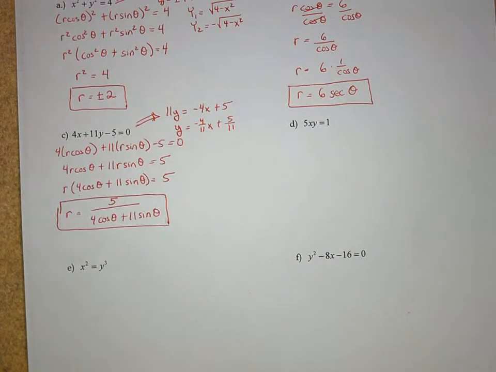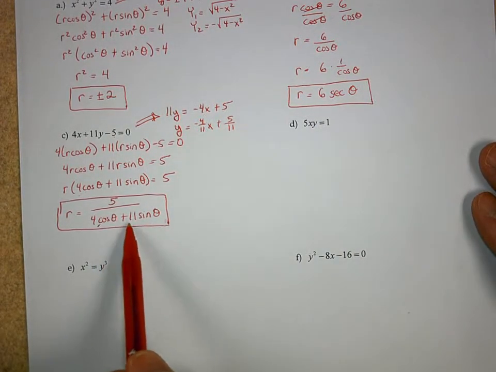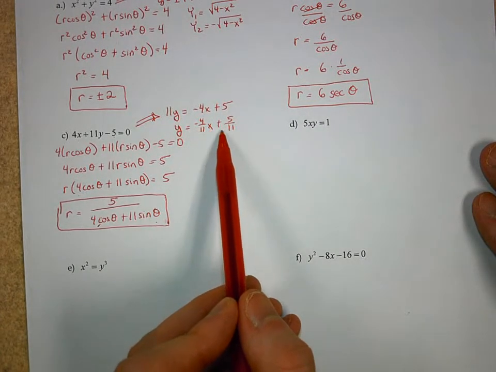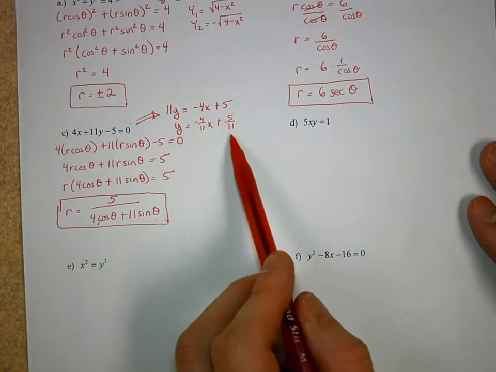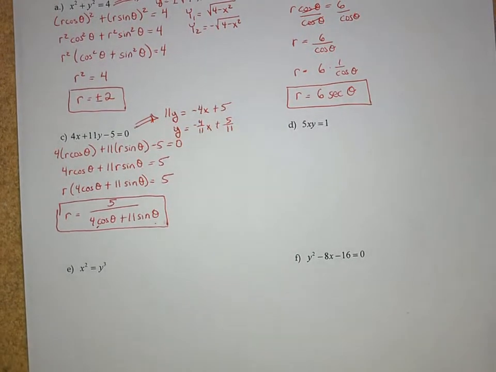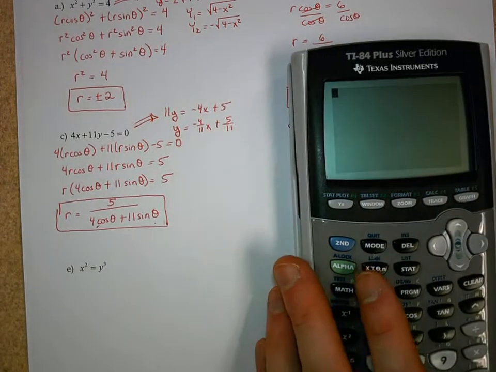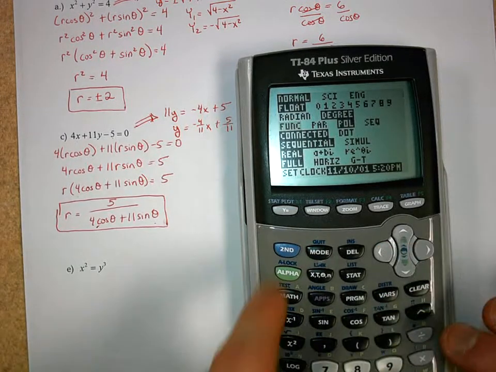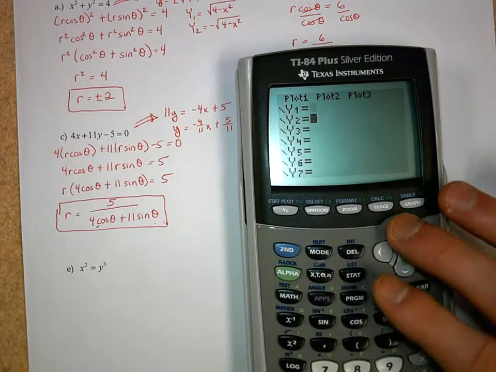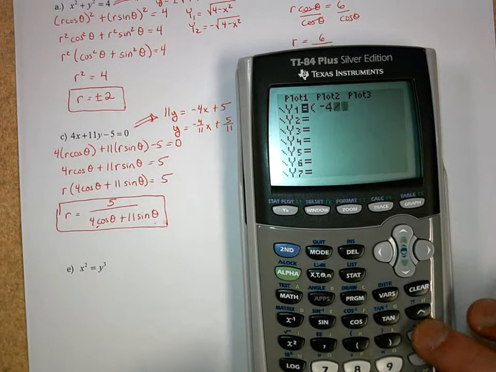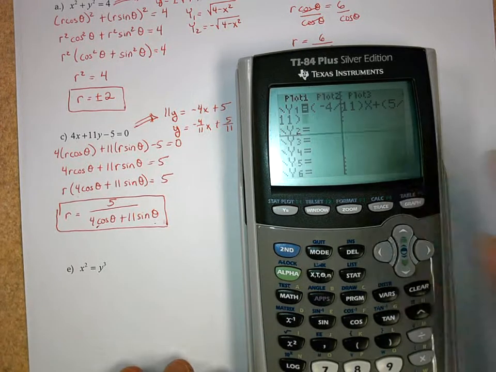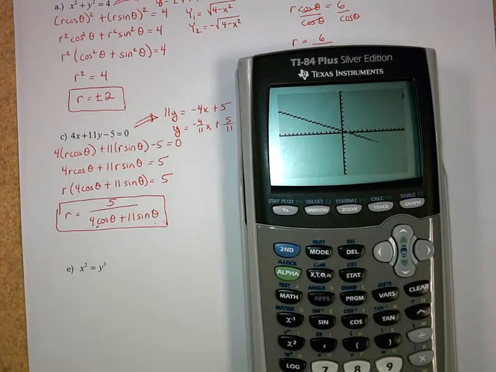So what we're saying here is r equals 5 divided by 4 cosine theta plus 11 sine theta is going to be the same thing as y equals negative 4 over 11x plus 5 elevenths. So y-intercept of 5 elevenths, a slope of negative 4 elevenths. So we can plug that into our calculator and confirm if we get that. So go back to functional mode, delete my previous problem, and really you should know what this looks like. Negative 4 elevenths x plus 5 elevenths. Straight line there, negative slope going through 5 elevenths.